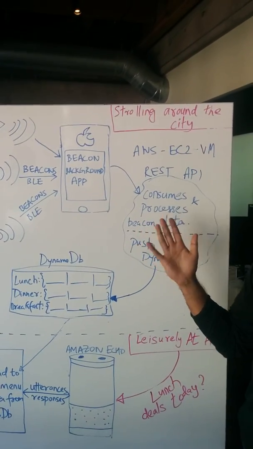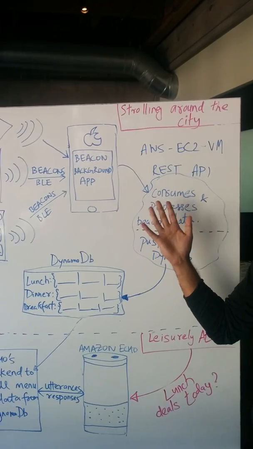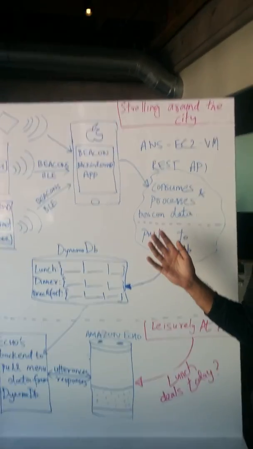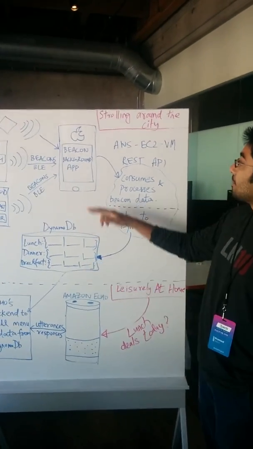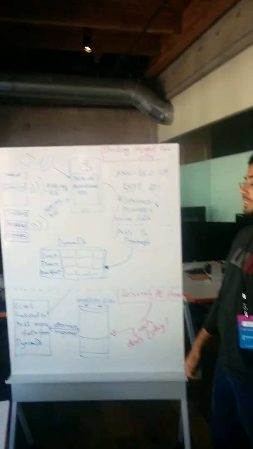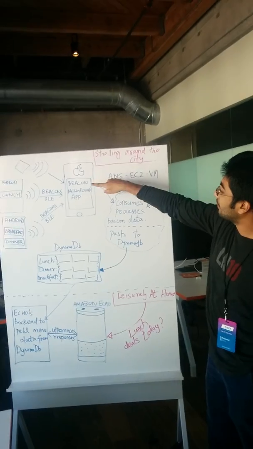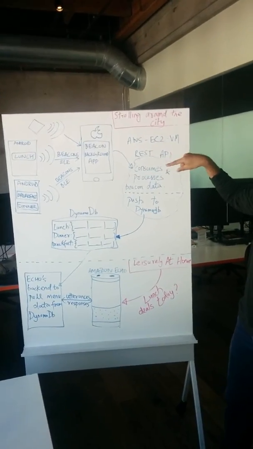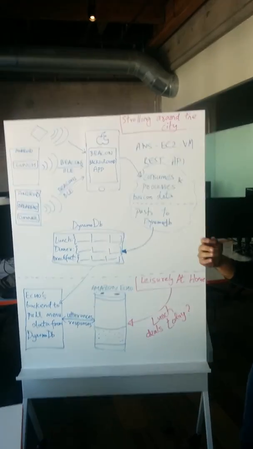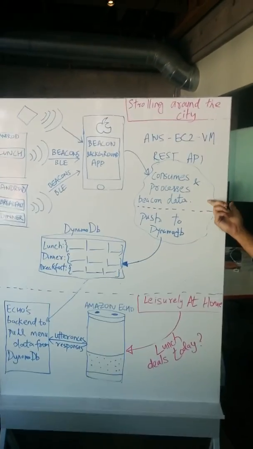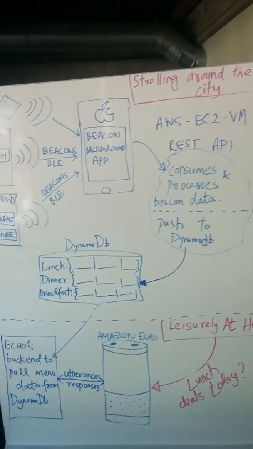For the demo purpose, we have the app in the foreground, but in reality, in production, it's going to be a background app. You shouldn't really know that the app is running. Of course, permission is going to be taken from you before you can start up the app. Once you start collecting beacons, in the background it's going to send all the data to a cloud service that we have hosted in an Amazon EC2 instance.